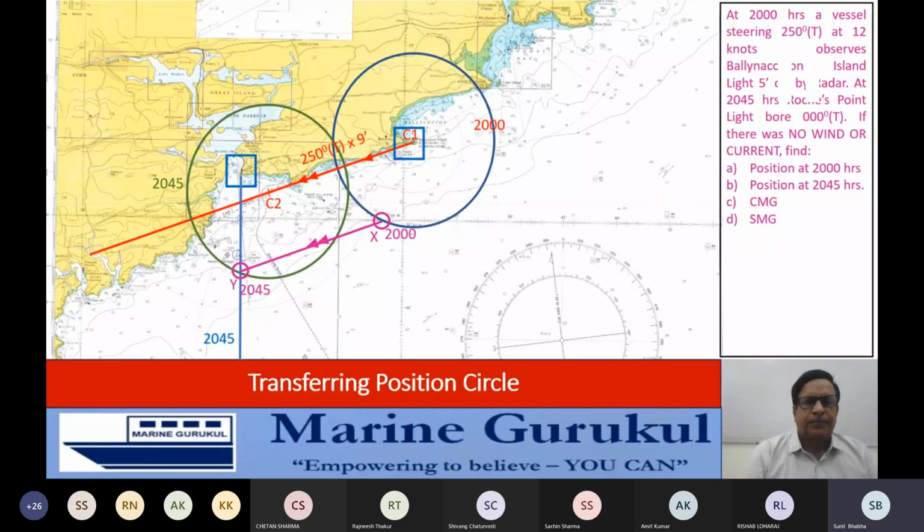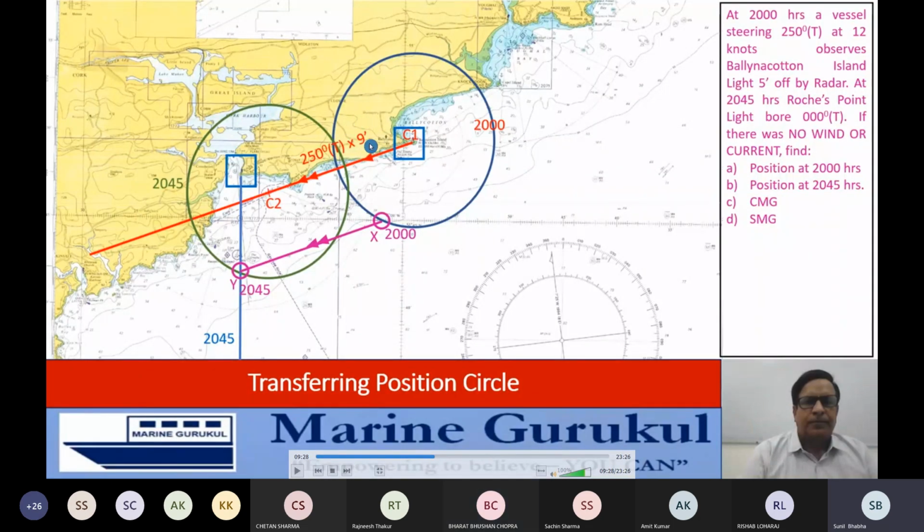Sir, one more doubt, sir. Bolo beta. Sir, this distance that will come, will it be for 45 minutes, or will we have to convert it to 1 hour for speed made good? Very good, beta. Right side, see where my cursor is. What is the speed of the ship? Sir, 12 knots. Very good. And we are transferring it for how much time? Sir, 45 minutes. So with a speed of 12 knots in 45 minutes, how much distance will you cover? Sir, 9 miles.